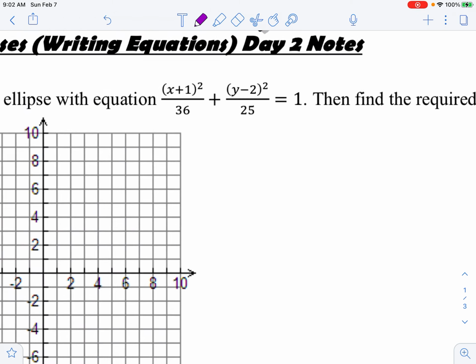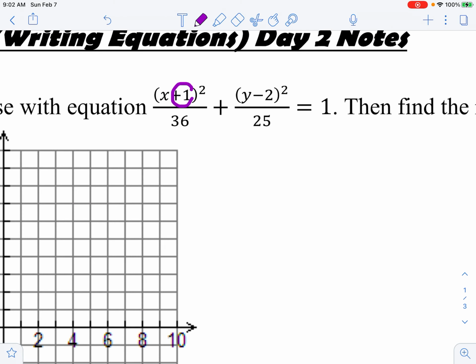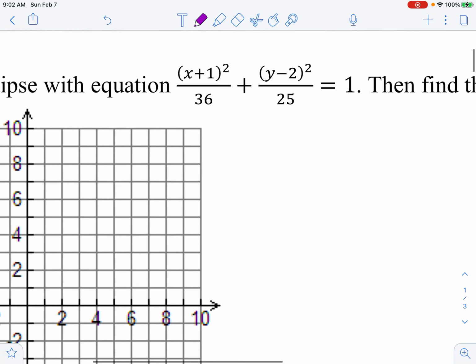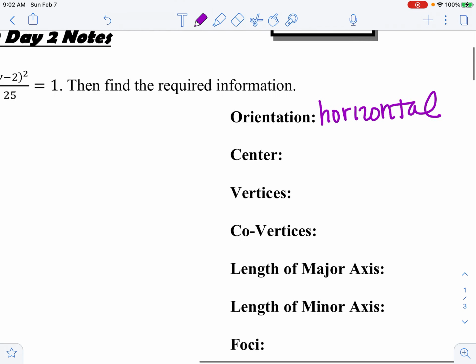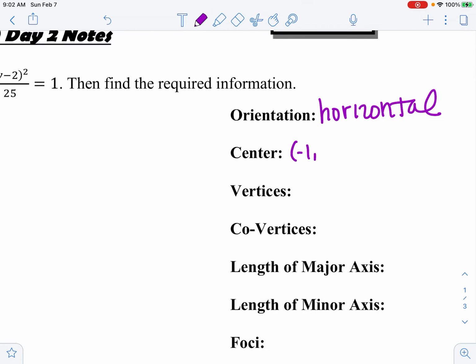All right, next you're going to find your center. Your center is located at (h, k), where h is the opposite of this and k is the opposite of this. So negative 1, 2. And I'll also write it down over here, negative 1, 2.